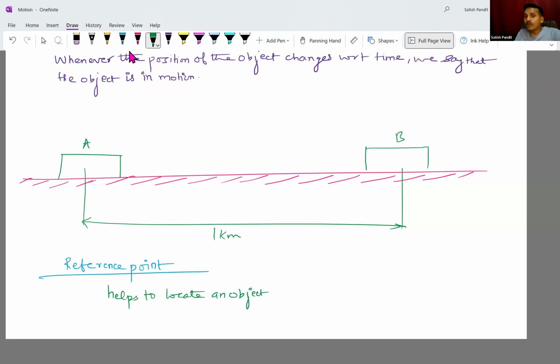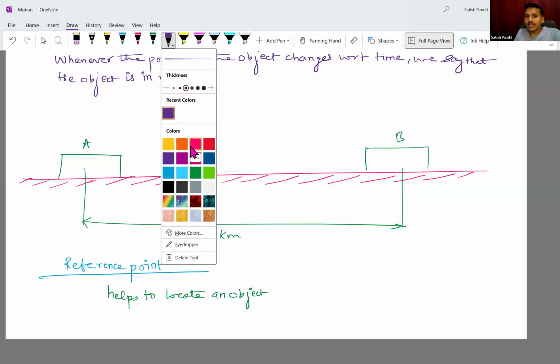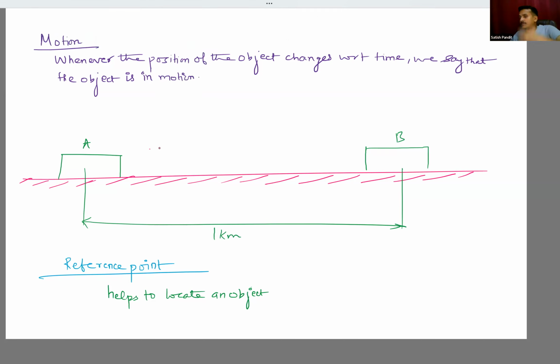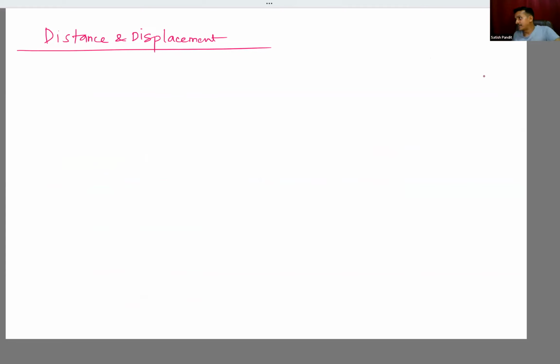Now, moving forward, we are going to learn another concept, that is distance and displacement. And through that, we'll actually learn a few more concepts. So let's learn about distance. What do we mean by distance and displacement? Generally people think both are the same thing, but in physics, they are totally different. Distance and displacement, both are totally different.